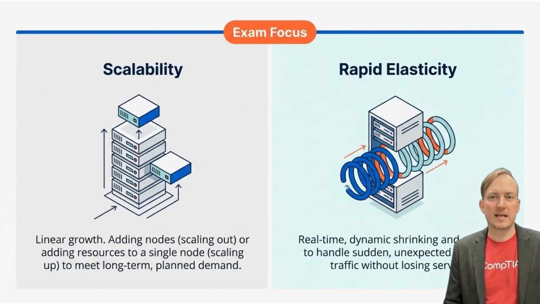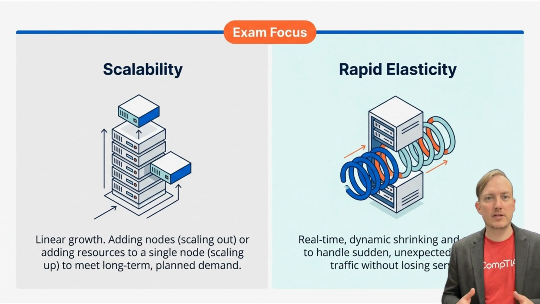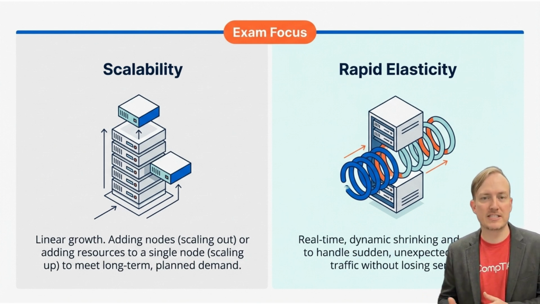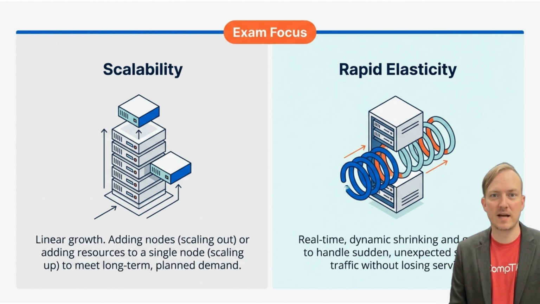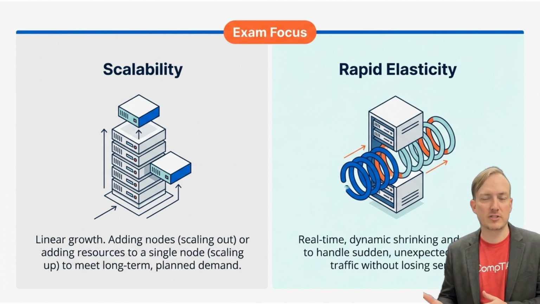Next, we have to understand the difference between scalability and rapid elasticity. Scalability is about linear growth, adding nodes, which is scaling out, or adding resources to a single node, which is scaling up to meet long-term planned demand. Rapid elasticity, however, is real-time and dynamic. It's the ability to shrink and grow resources instantly to handle sudden, unexpected spikes in traffic without losing service.